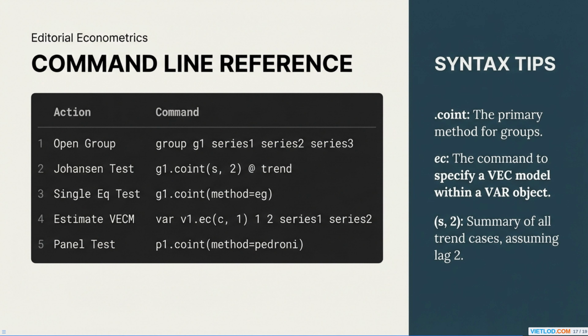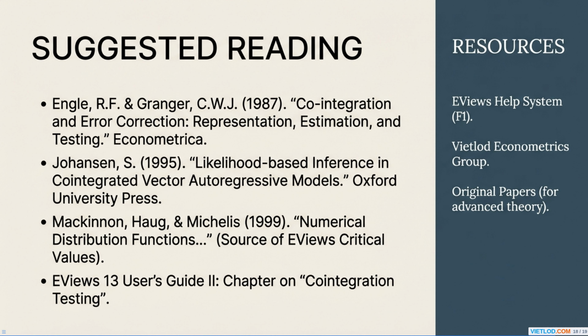To conduct a Johansen cointegration test on a group, the syntax is g1.coint s,2 at trend. The .coint suffix is the primary method for groups. The s,2 indicates a summary of all trend cases, assuming a lag of 2, and at trend specifies the deterministic trend assumption. For a single equation cointegration test, like the Engle-Granger method, the command is g1.coint method equals eg.